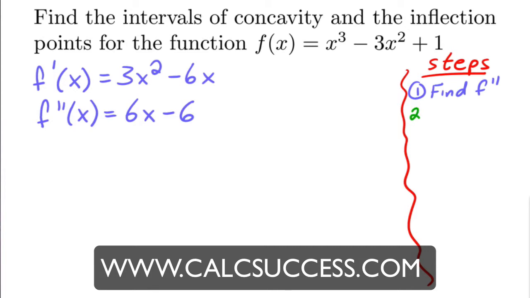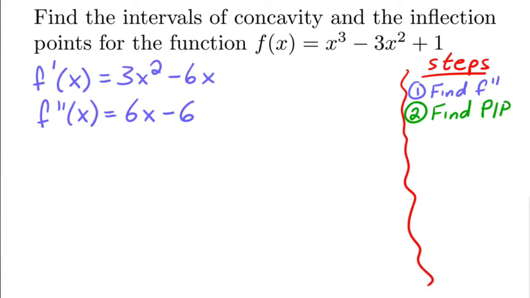Okay, and then the second step is going to be finding what I'm going to call pips. Now, what are pips, you ask? Well, pips are possible inflection points. Now, how do you find the possible inflection points?